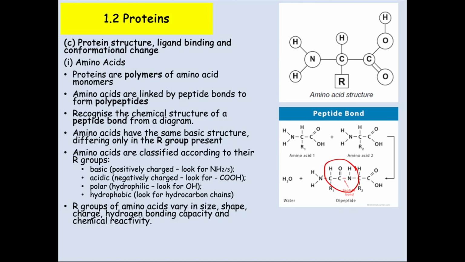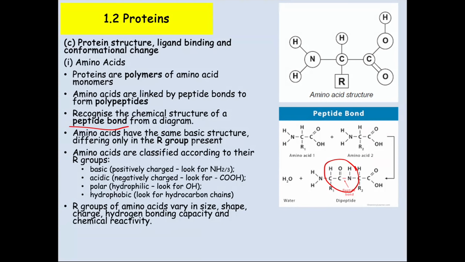Other ways to look at it: you look for your amine group over at this side. You should have your carboxyl there, but the OH is missing. Similarly, you've got your full carboxyl group there, and you've got the H missing from the amine group there. So that is how you can spot a peptide bond, and that's something you have to be able to do for the exam in a diagram.